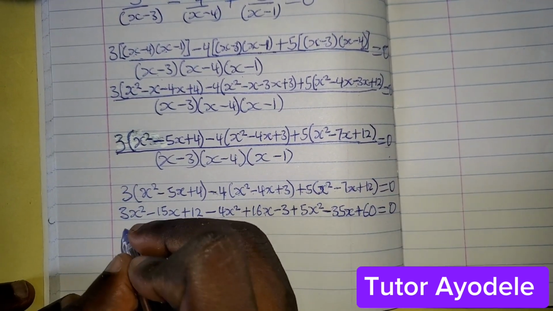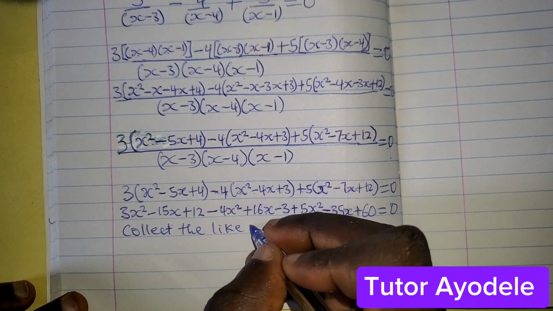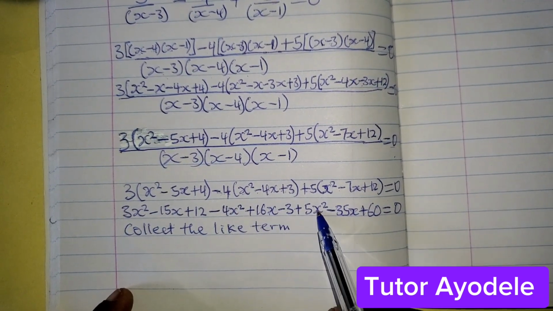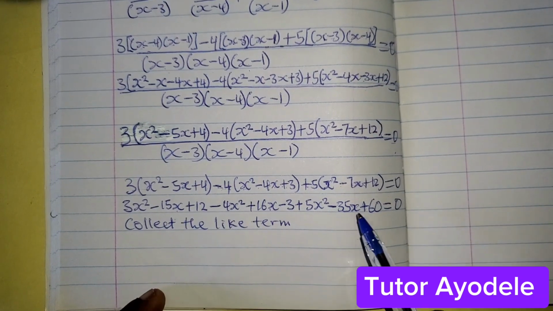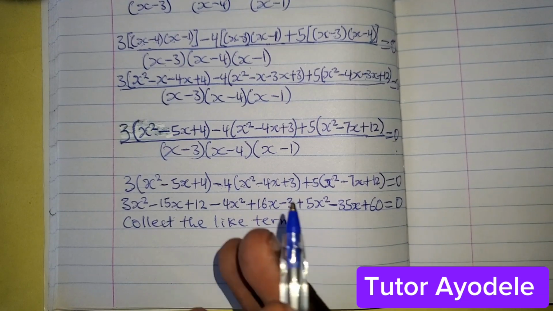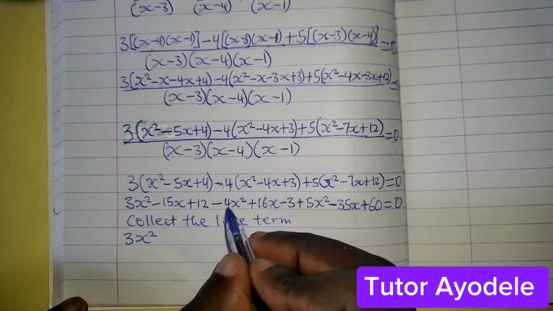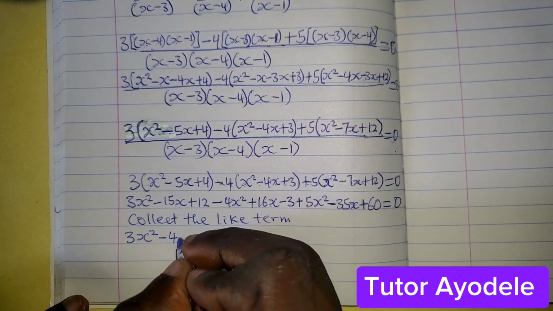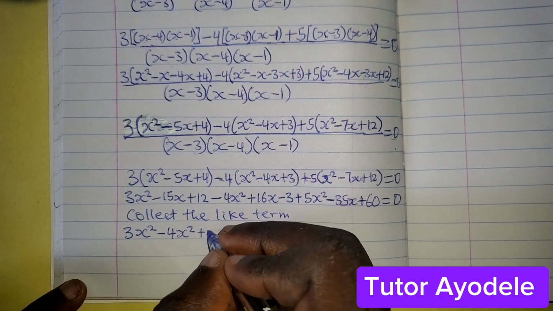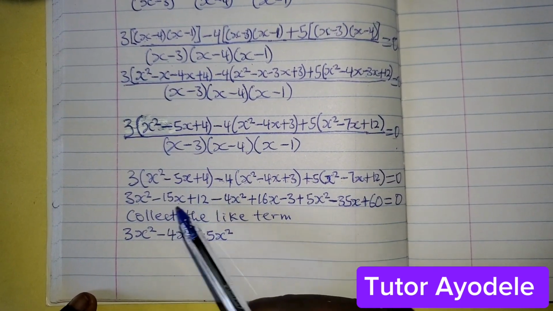Okay, next thing to do is collect the like terms. So I will bring those ones that have x squared in one side, those that have x together, and those that do not have any variable, I'll bring them together. So for this, I will have 3x squared minus 4x squared, okay, plus 5x squared. Okay.